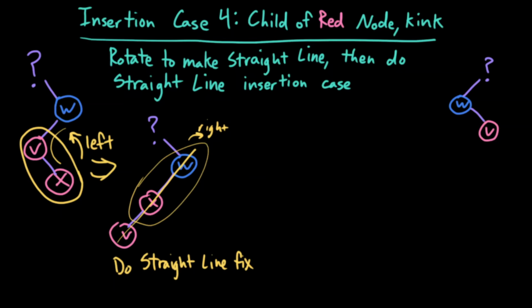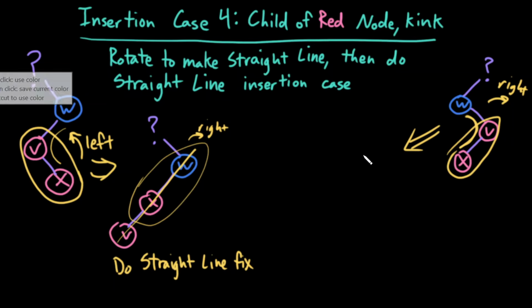Similarly, let's look at the mirrored example. Let's say I insert my new node X. Again, these are variables, not alphabetical values. And X becomes the left child of V. So again, I have a red node with a red child, not allowed to do that. And again, I have a kink shape between my new node, its parent, and its grandparent. So first, I will do a right AVL rotation on my new node and its parent.